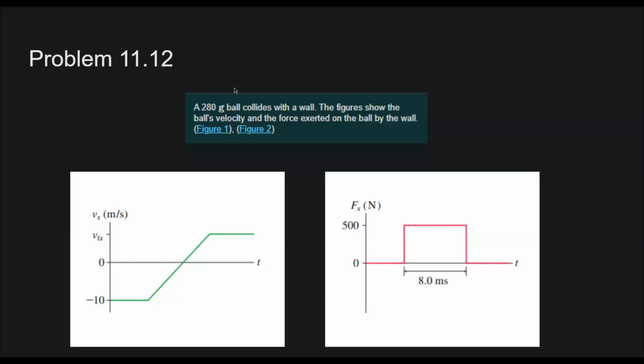So here in problem 11.12, a 280-gram ball collides with a wall, and the figures down below show the ball's velocity as it hits the wall, where it starts at an initial velocity of negative 10 meters a second, and then reaches its final velocity that is unknown. And then the force in newtons, as it hits the wall, has 500 newtons over 8 milliseconds of time.